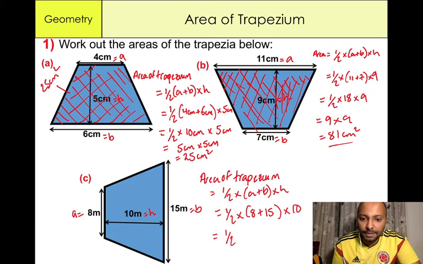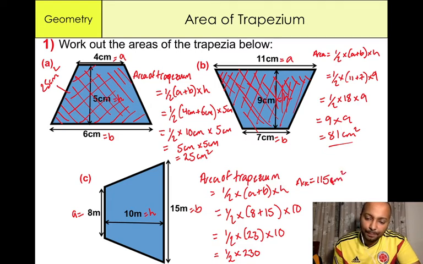1/2 times 23 times it by 10. Now 1/2, I'll do it the other way around. 23 times 10 is 230. 1/2 of 230, it's just divided by 2. So what we have is the area is equal to 115 meters squared. Okay, and that's your final answer. So the area is equal to 115 meters squared.